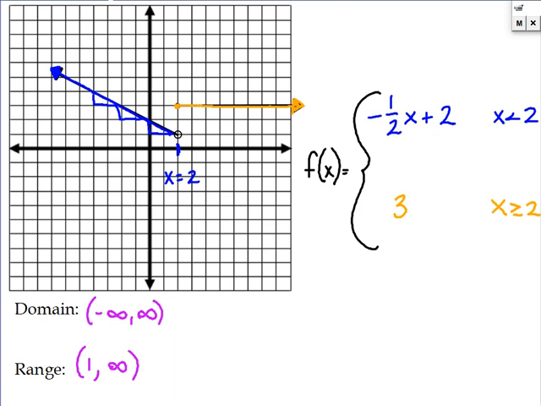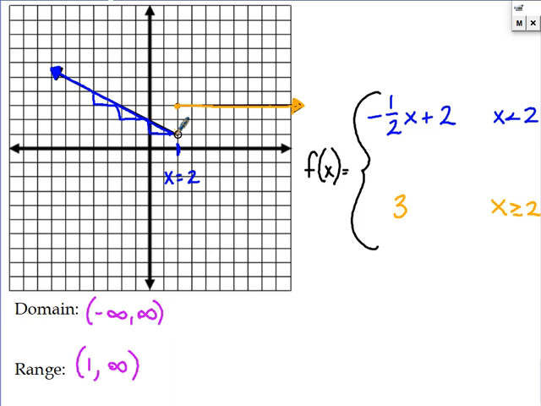And I used my equal sign here because this one had the closed dot, and I didn't use it here because this one had the open dot. And that's it. That's all it is. So again, for each piece, you have to say what the function is and what x values it's using.